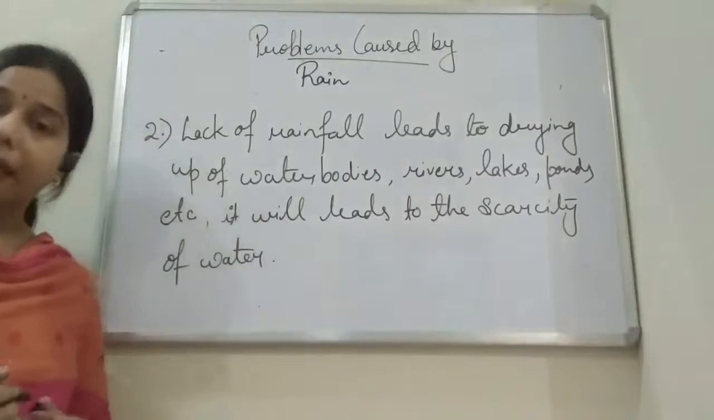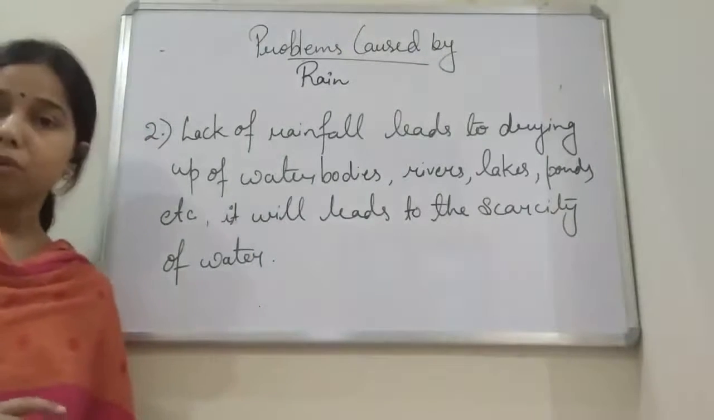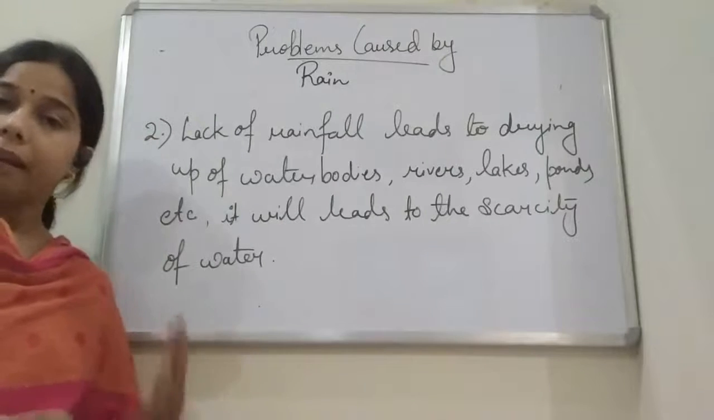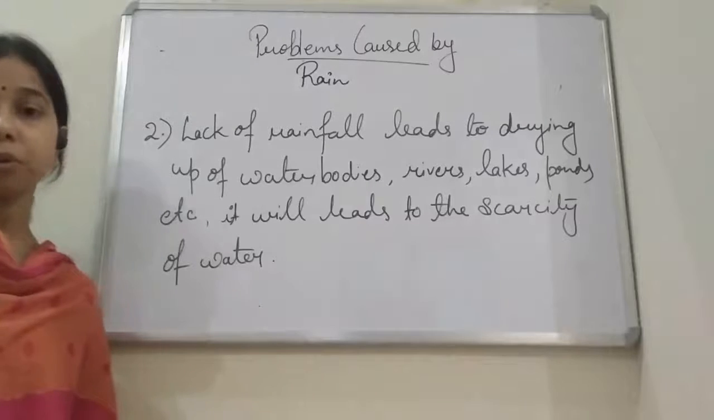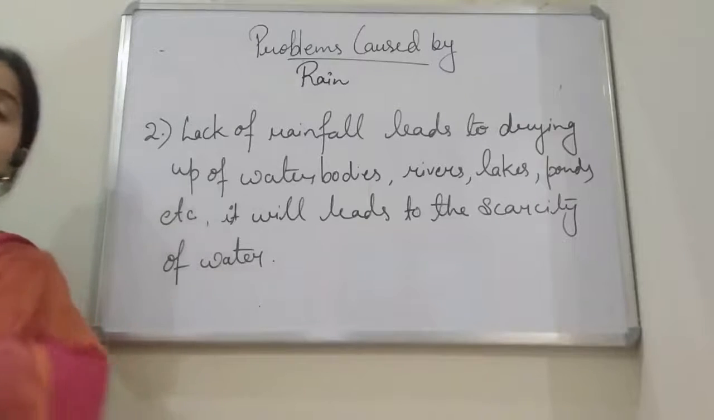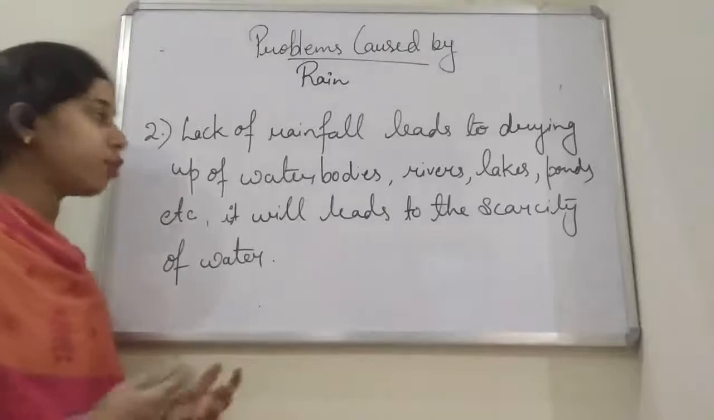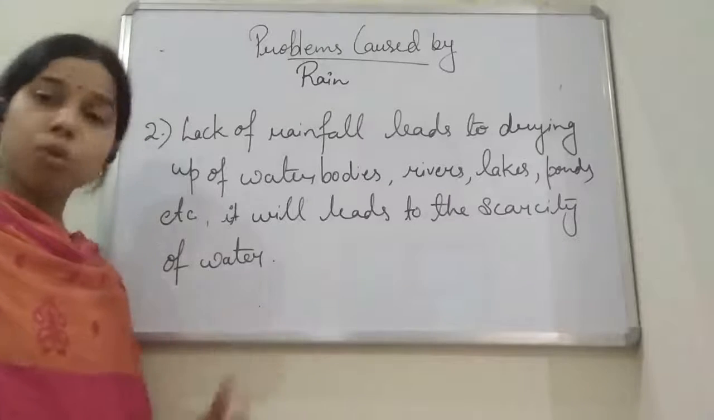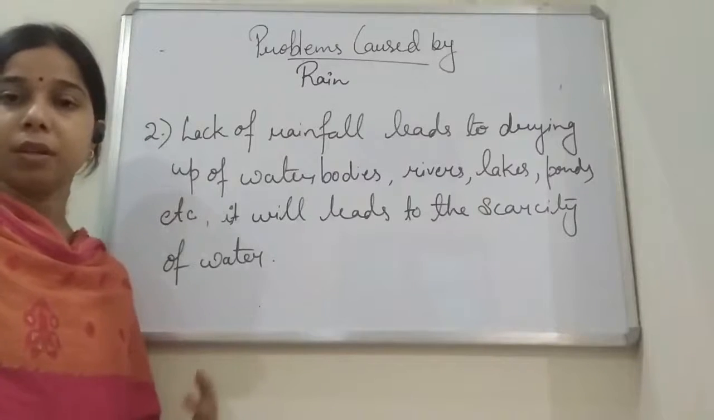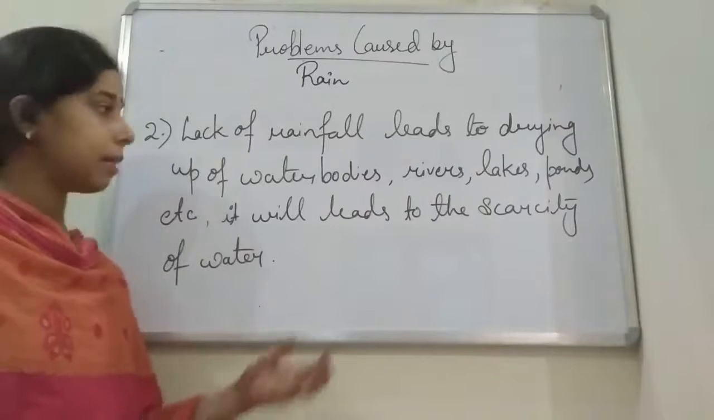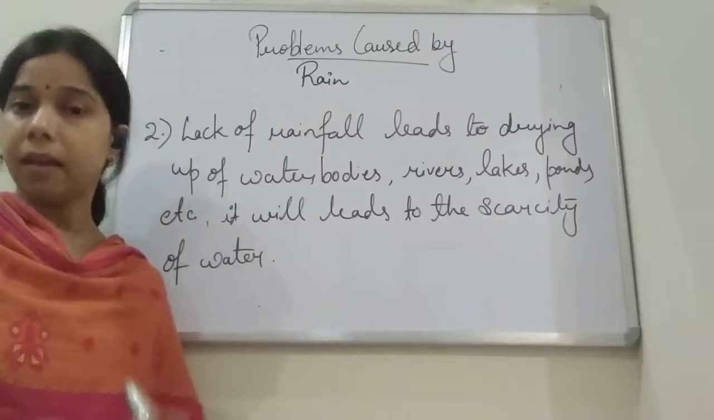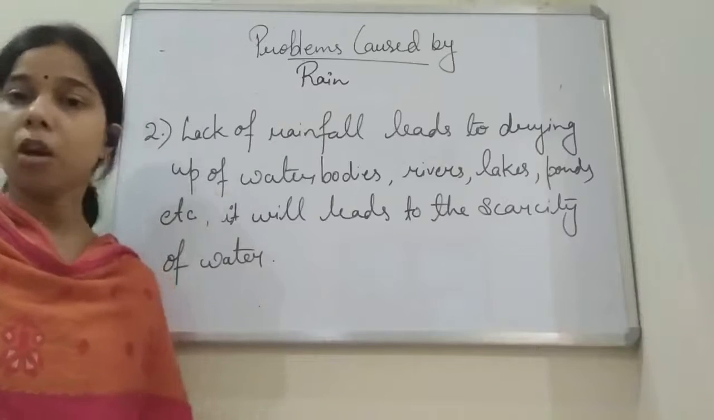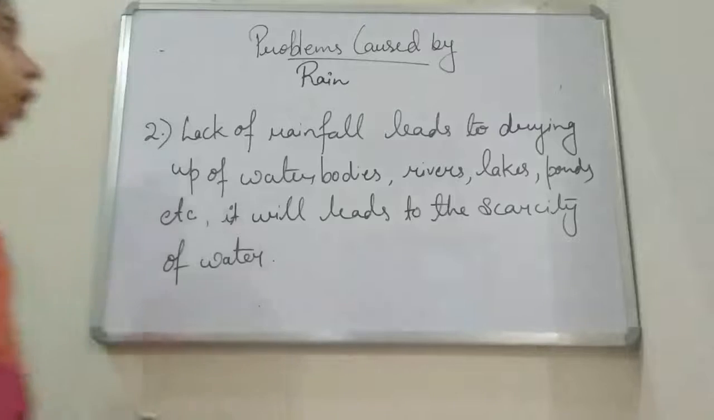Okay, so lack of rainfall leads to a shortage of food for living organisms. Lack of rainfall also leads to scarcity of water, because all the water bodies will dry up, and thus the availability of water in the river, lake or pond, which are important sources of water for us, will be less, which causes the shortage of water too.